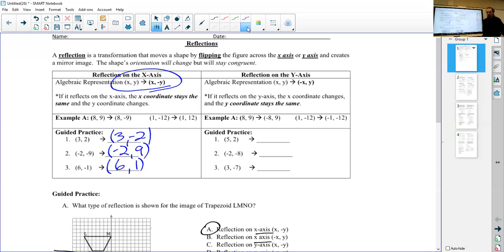That's it. Nice and simple. You don't even have to think about it. If you go over the x-axis, you just flip the sign of all your y values.